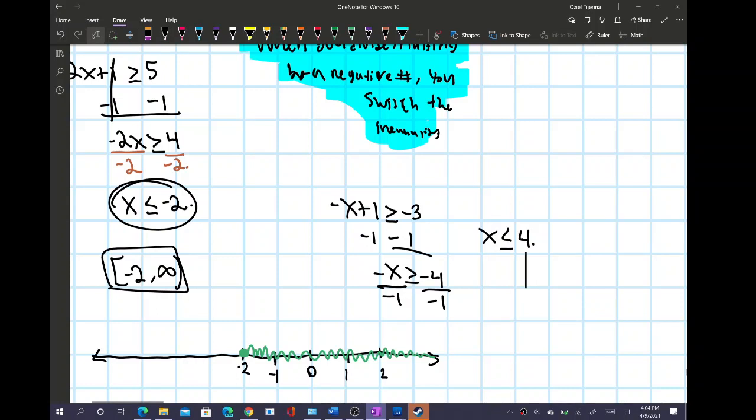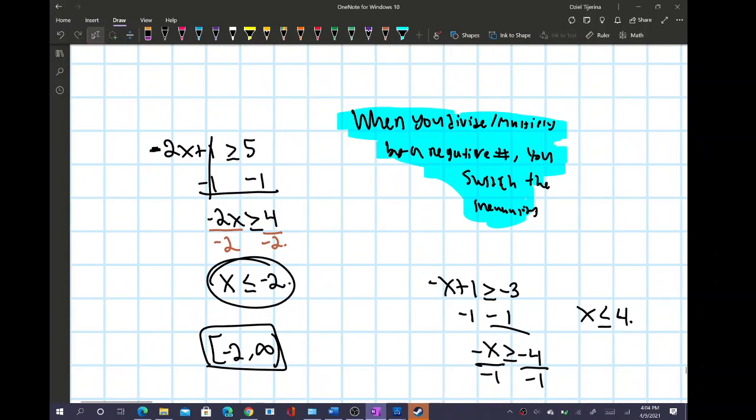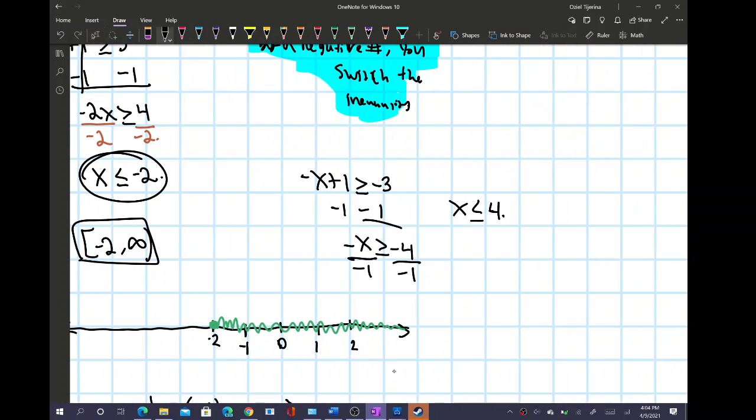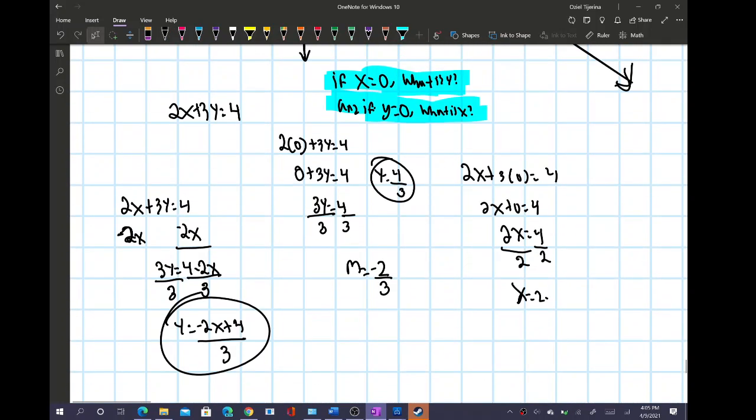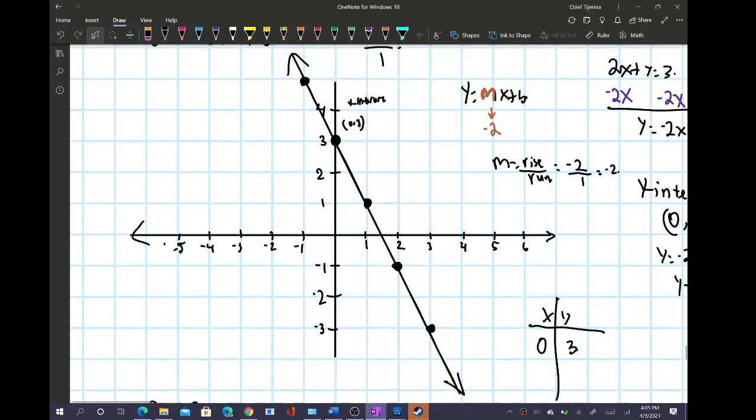Sorry guys, my dog was barking. Anyways, like I said, when you multiply or divide by a negative number, you switch the inequality symbol. So obviously it's going to be x is less than or equal to 4. And that's what I went over in the last video.